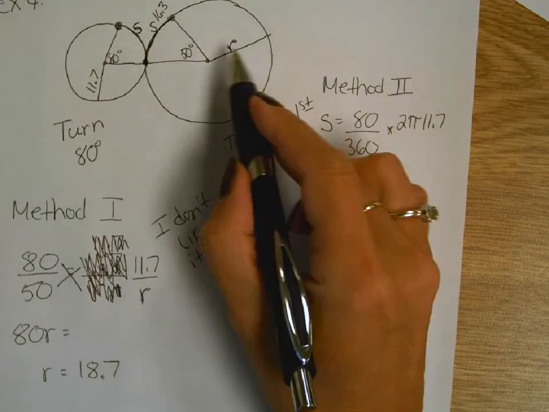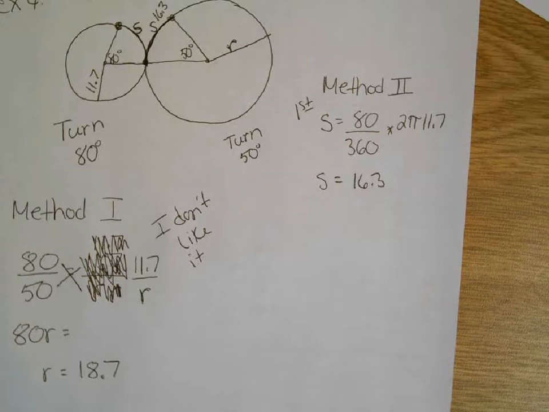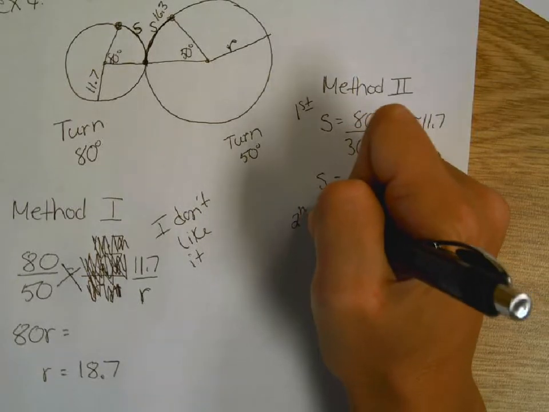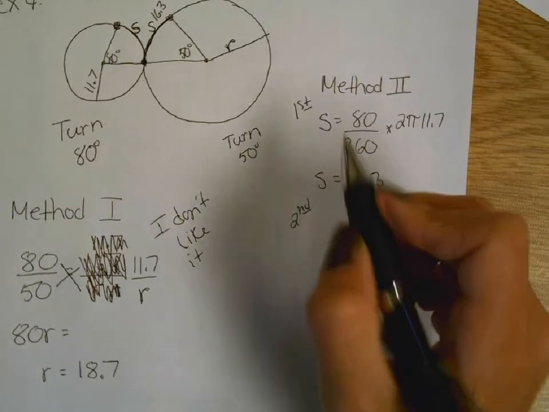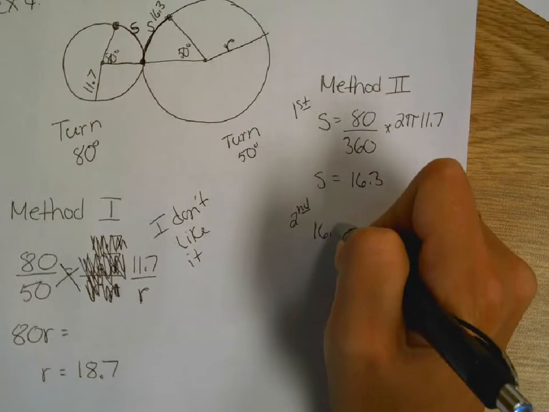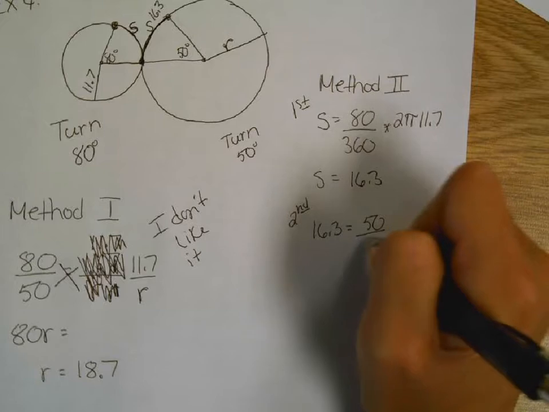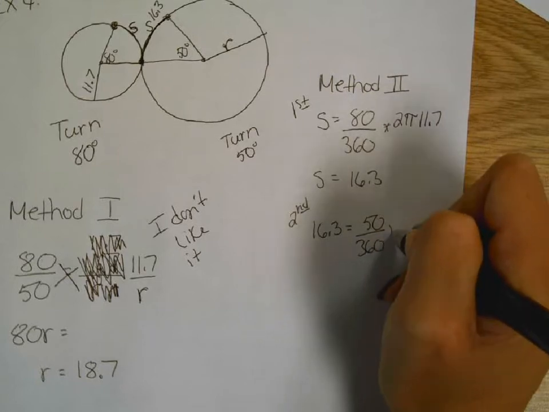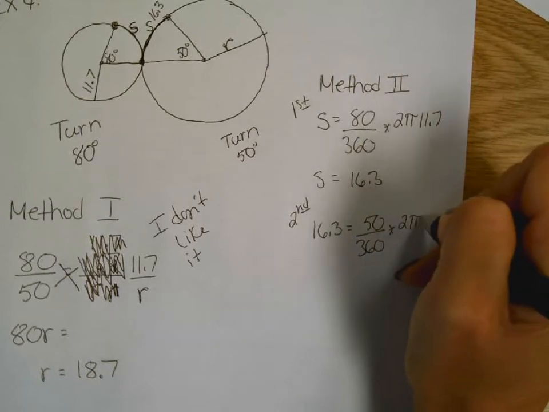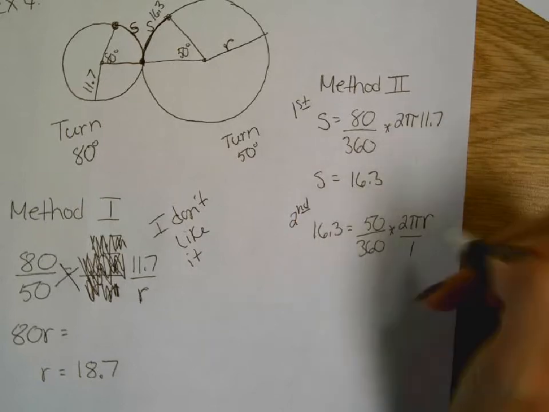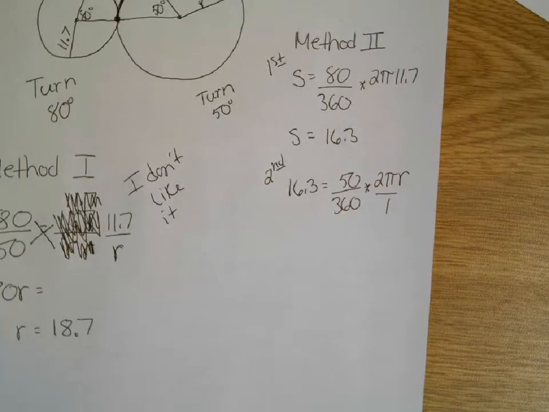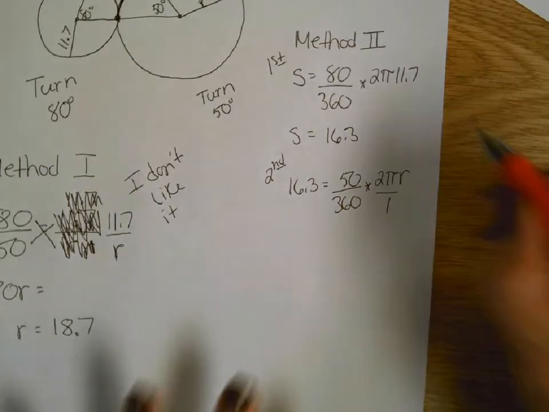And we've got the angle so we can find the radius. So our second step is to now use that 16.3 in the bigger circle, 50 over 360, times 2 pi r. So now we can multiply by that 360 to get rid of it.